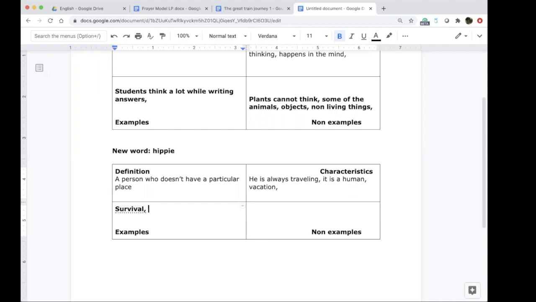So why can't we say animals are also hippies? Because they also travel, right? They also travel, but do they have a particular place? Humans can have one particular place as home. But animals don't stay in one particular place. Yeah, they will go anywhere, right? They don't have any particular home that they stay in. So that's why we don't consider animals as hippies.